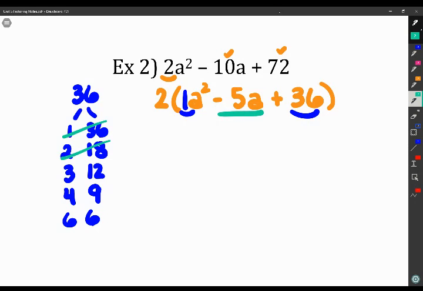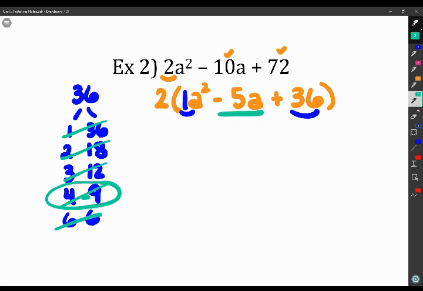3 plus 12 is 15. 12 minus 3 is 9, doesn't work. 4 plus 9 is 13. 4 minus 9 or 9 minus 4 gives me a 5. And then 6 plus 6 is 12. 6 subtract 6 is 0, so it doesn't work. So the only way that I can get -5 is going 4 subtract 9. But then when I do my double check, is 4 times -9 a 36? No, so it doesn't work either.